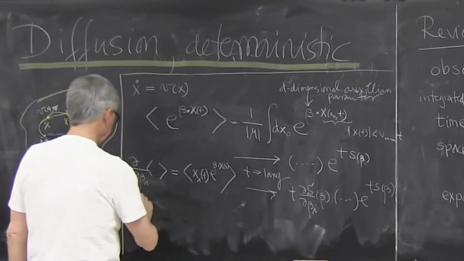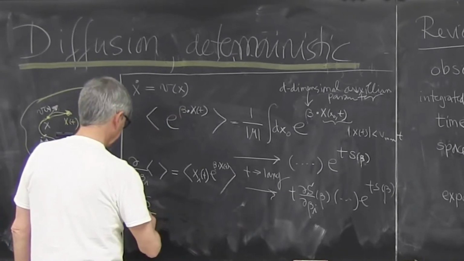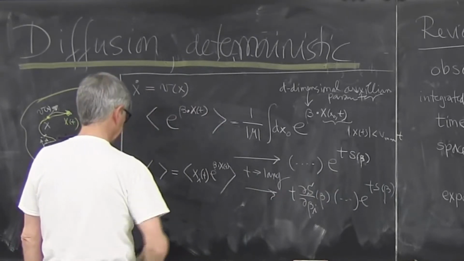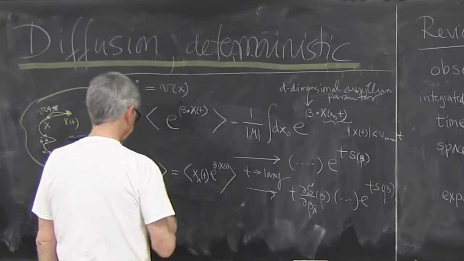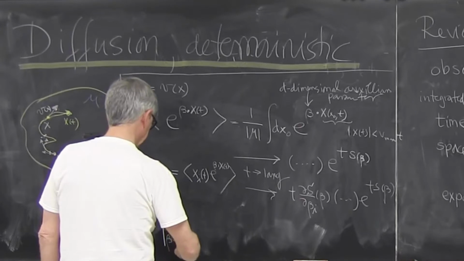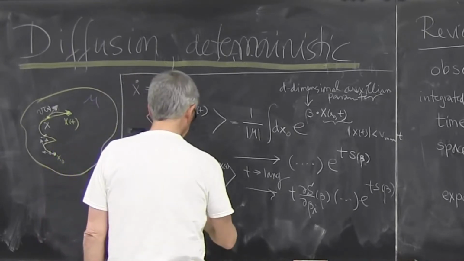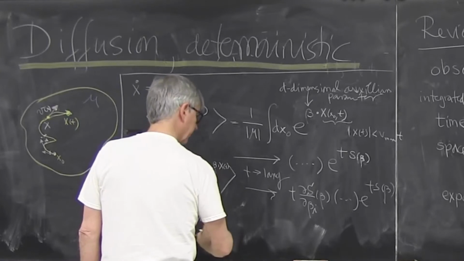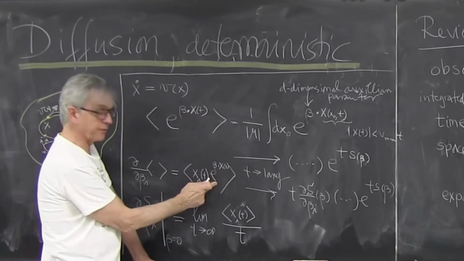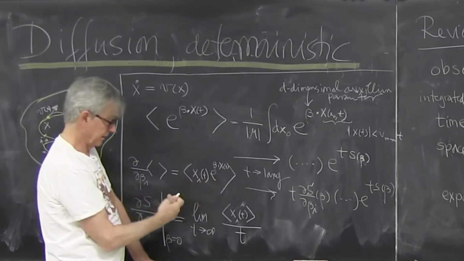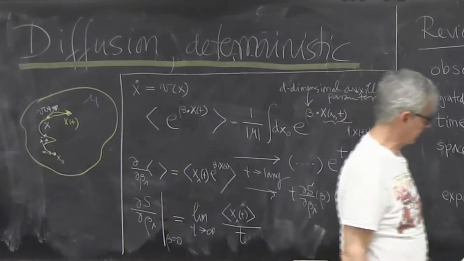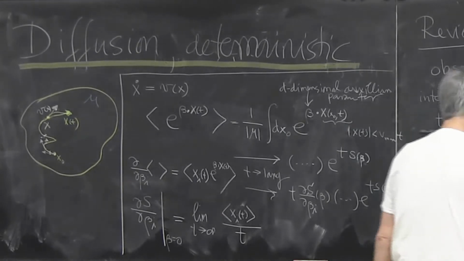So now I have a formula that says the first derivative of this leading behavior of the whole sum with respect to beta_i, evaluated at beta equals 0, equals the limit as t goes to infinity, because when I set beta equal to 0, this is just 1. And this happens to be my definition of the expectation value of the thing.